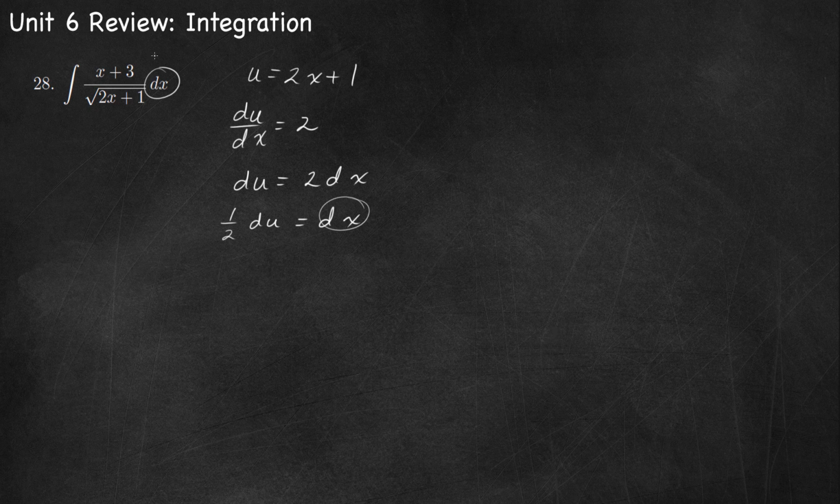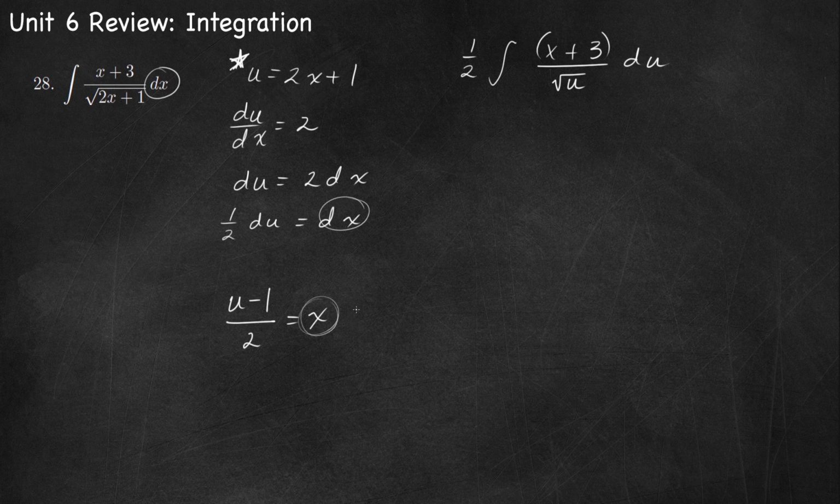I don't have an x plus 3, so we'll still have to work with that. So I've got the integral x plus 3 over square root of u, and then the dx gets replaced with 1/2 du. So we still have to deal with the x plus 3. We've got to get that x out of there. So I'm going to go back to my original substitution equation that relates u and x, and solve that for x. I get u minus 1 equals 2x, so u minus 1 over 2 equals x. And now I can substitute that in for my x.